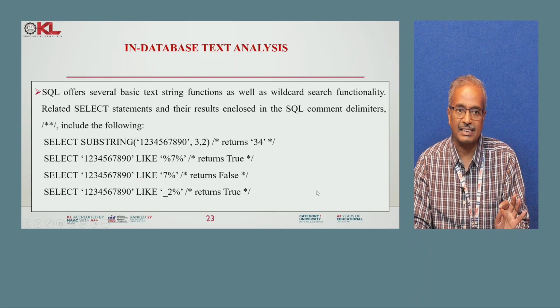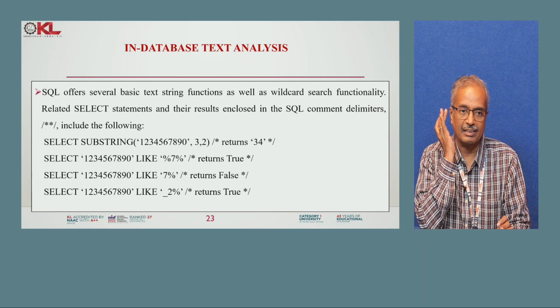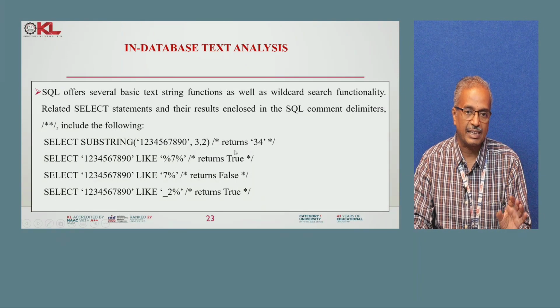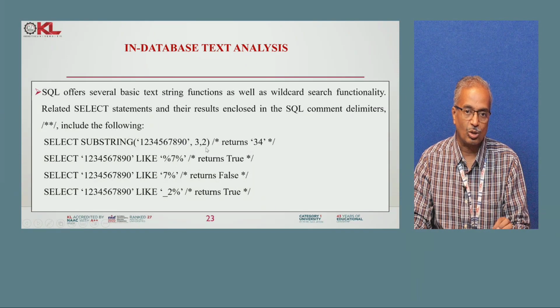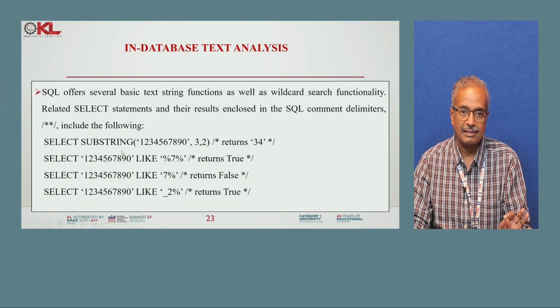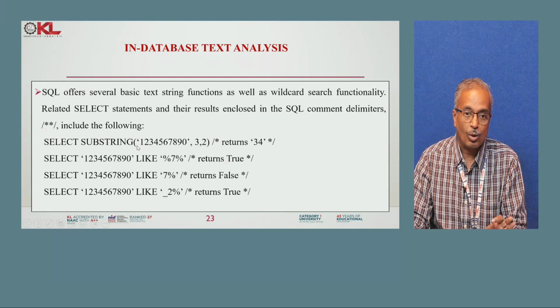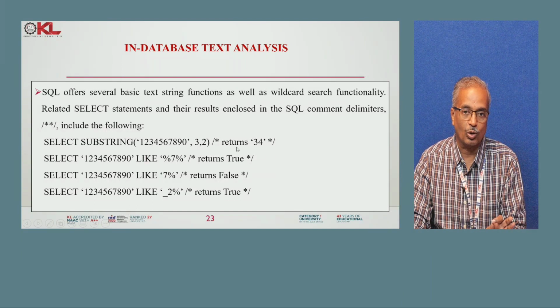Next, database text analysis. In text analysis we are using some string, and within that string we can retrieve some data. To do that, select substring of this one. So 3 comma 2 means here 3 is the starting position, 1 2 3, so that is 3 you are getting, and after that 2 means 2 digits we have to select, 3 and 4. That is why we are getting 34.